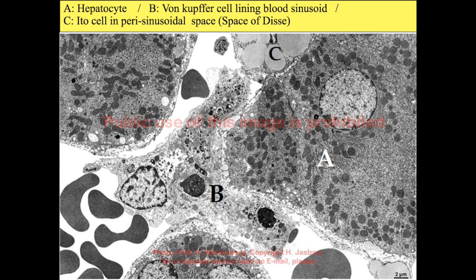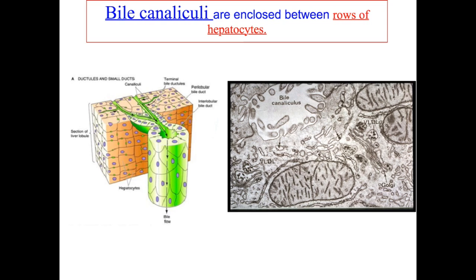Where is the location? It is in the space of Disse, in the perisinusoidal space between the hepatocyte and the wall of the blood sinusoid. Also, this is another hepatocyte because of the presence of the mitochondria, and we have here projecting microvilli towards the blood sinusoid. In this picture, you have a diagram demonstrating the bile canaliculi, which are present between the rows of the liver cells in the hepatic cord, between the two rows of hepatocytes forming the hepatic cord.